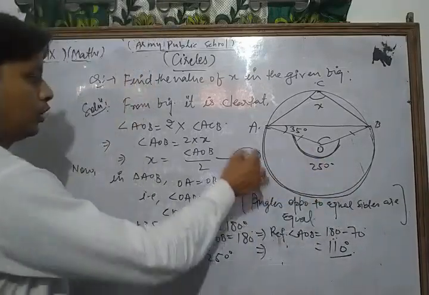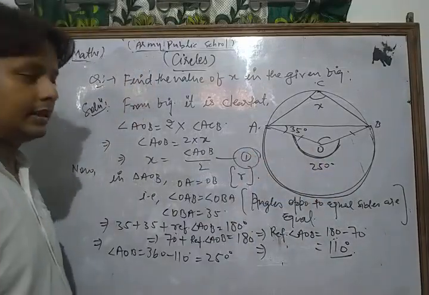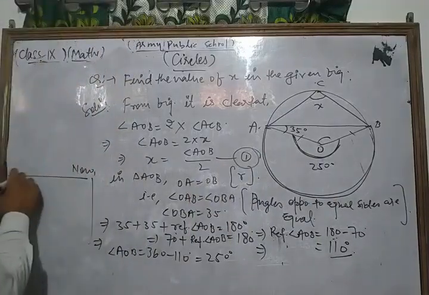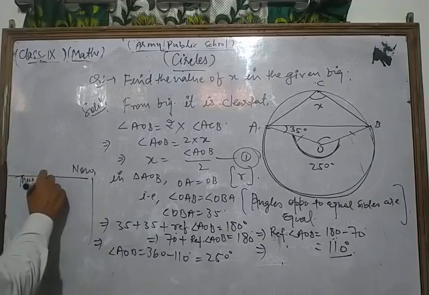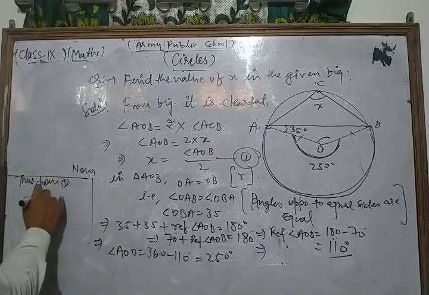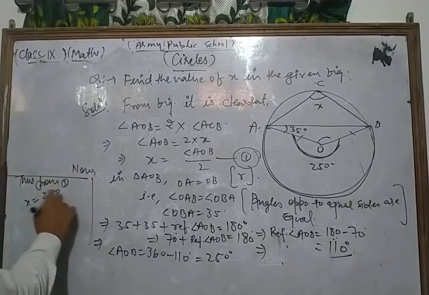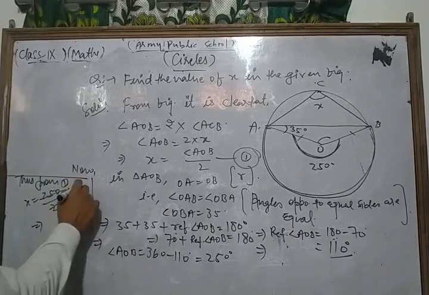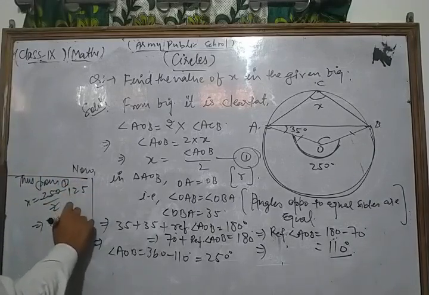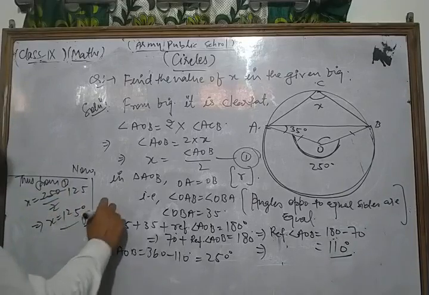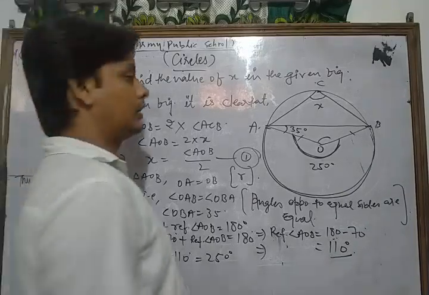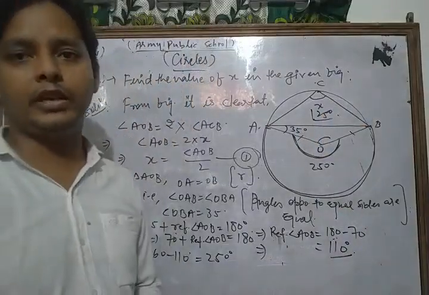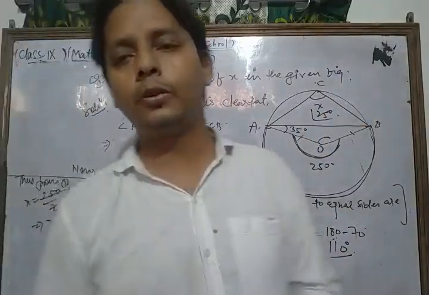Now we put the value of angle AOB in equation 1. Thus from 1, X is equal to 250 upon 2, which is 125 degrees. This is the required solution. So the value of X is 125 degrees. Okay, so this is a very important question related to your syllabus.